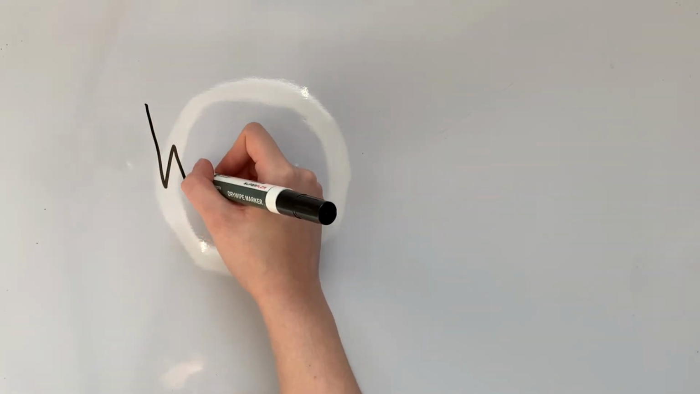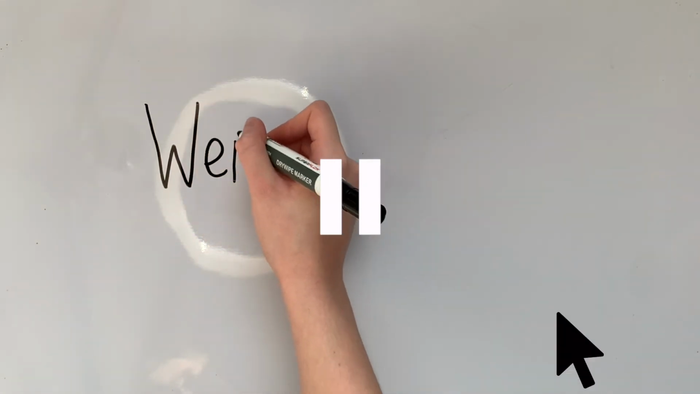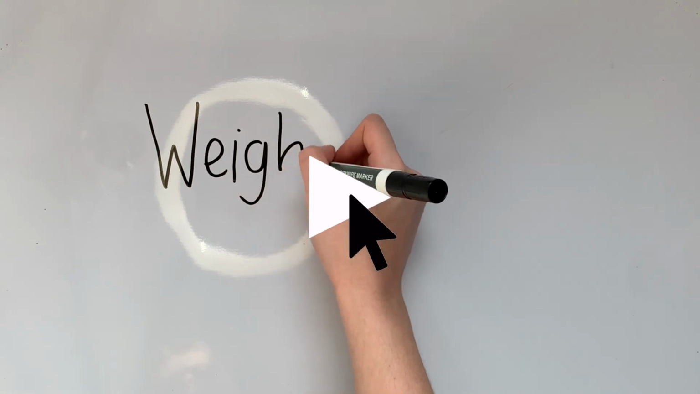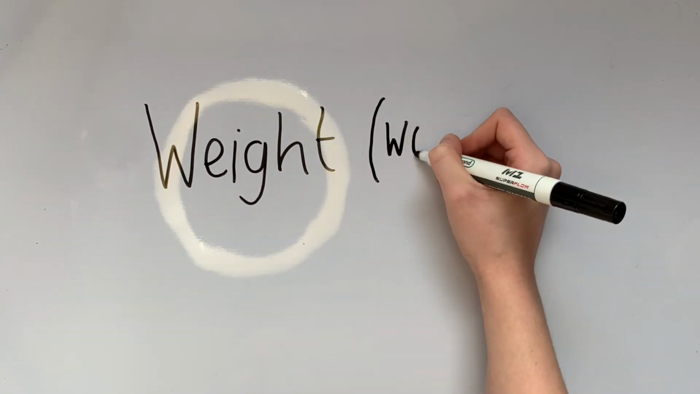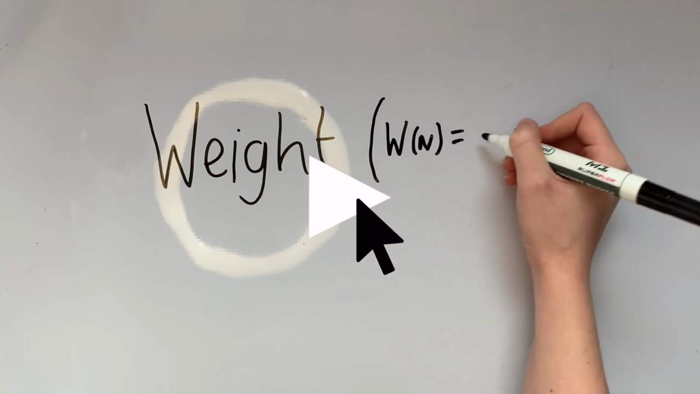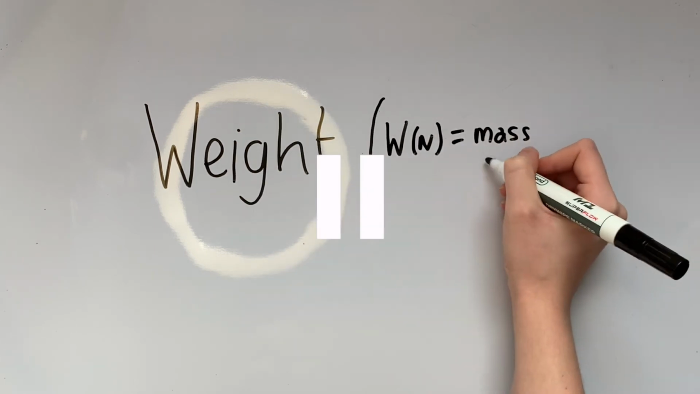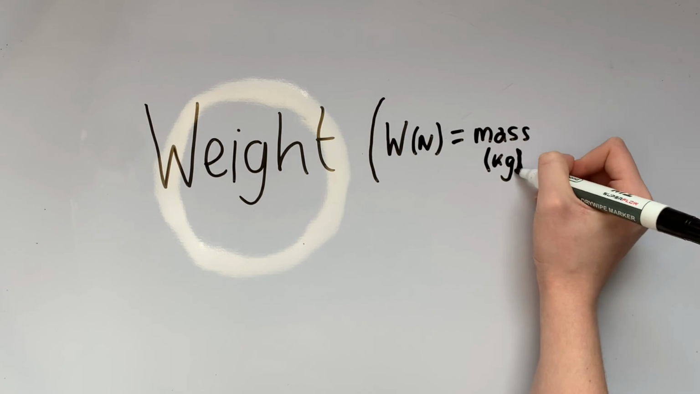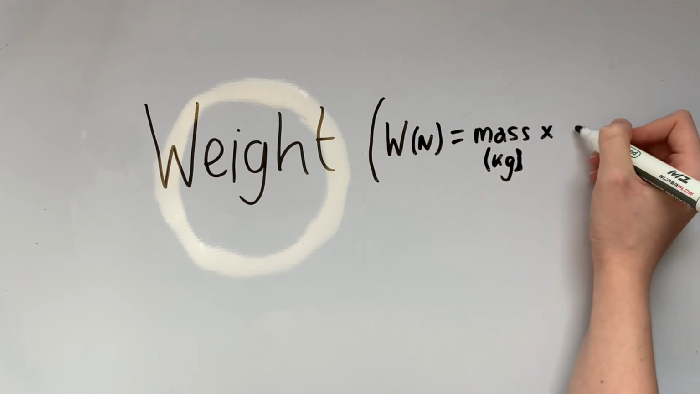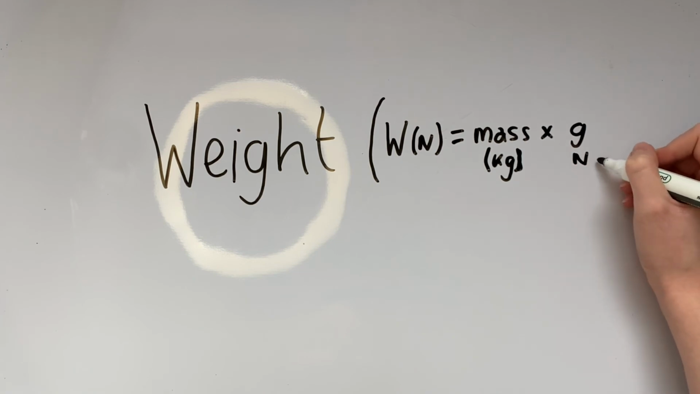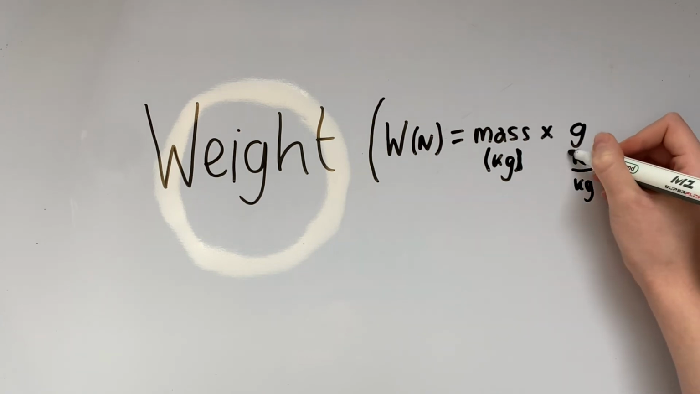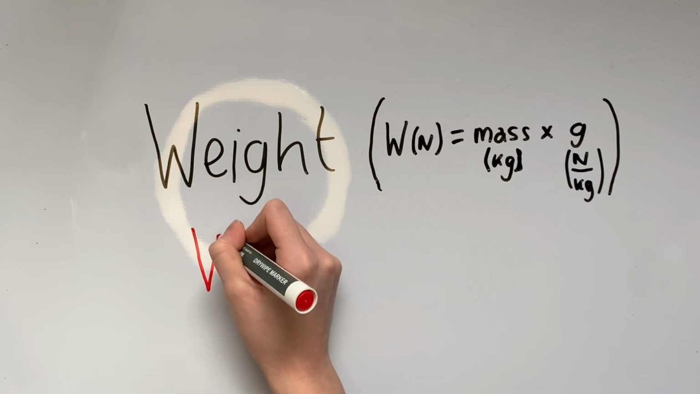Our next example, weight. Pause the video and have a think. Is this a vector or a scalar? So weight is given by mass times by small g. This is a force. We measure weight in newtons. And if you remember from the examples earlier, force is a vector.